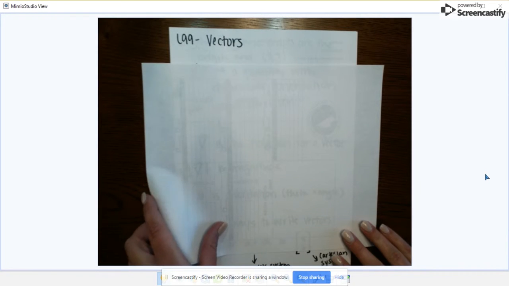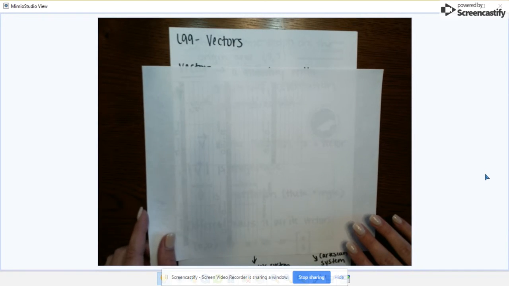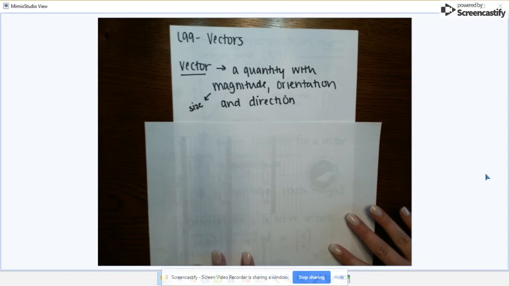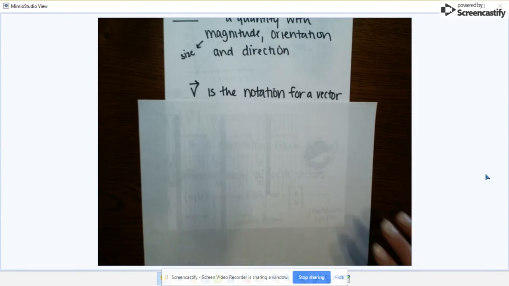Hey guys, we're going to look at vectors today. To introduce vectors to you, vectors are some quantity with a magnitude. A magnitude means size, so it has size, orientation, and direction. So we are going to look at how you denote something to be a vector.